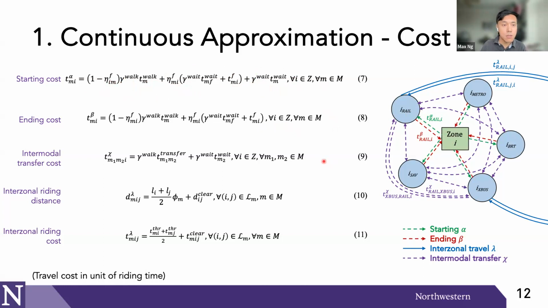Then equation 9 is the intermodal transfer cost. We assume, for example, if you change from a train to a bus, you may have to walk to the bus stop, so there's a transfer penalty here. And you also have to wait for the bus headway. Then equations 10 and 11 are the interzonal riding cost, that is, traveling from zone I to zone J. If you're on a mode M, how long will it take for you to go from there? By considering the through distance within both zone I and zone J, and also the clear distance. For example, if there is a highway from zone I to zone J, then that captures all the distance you have to travel.